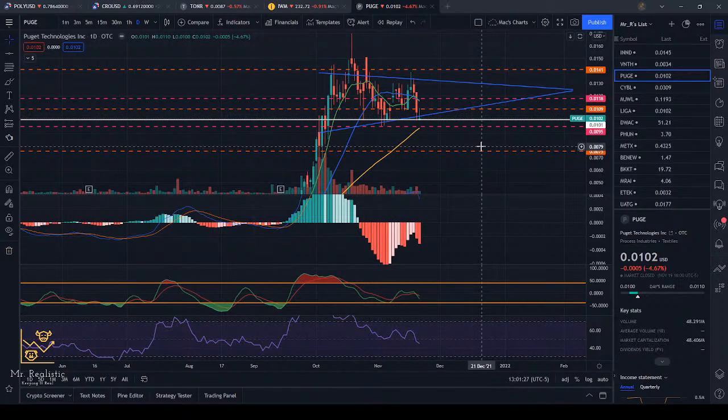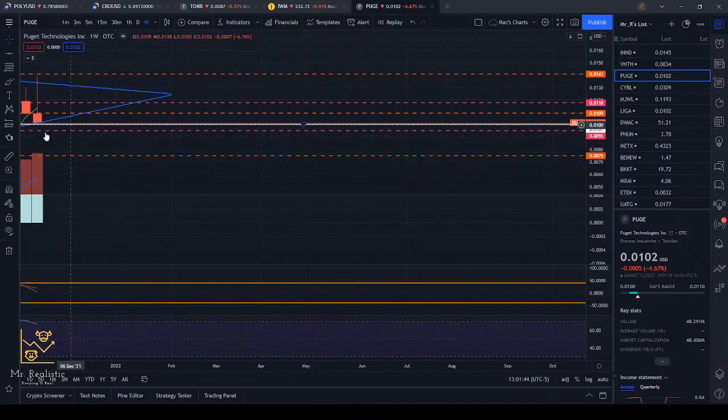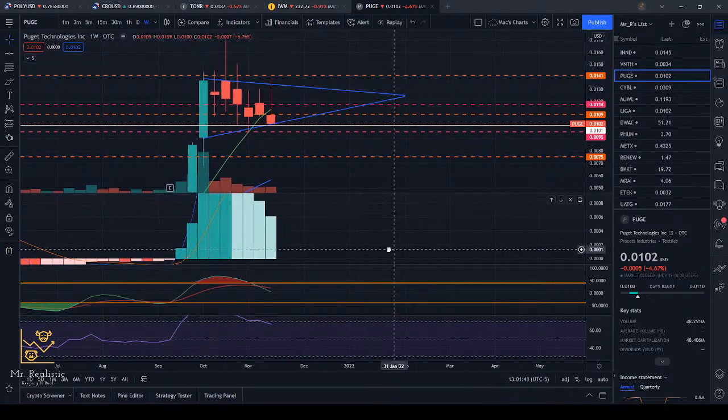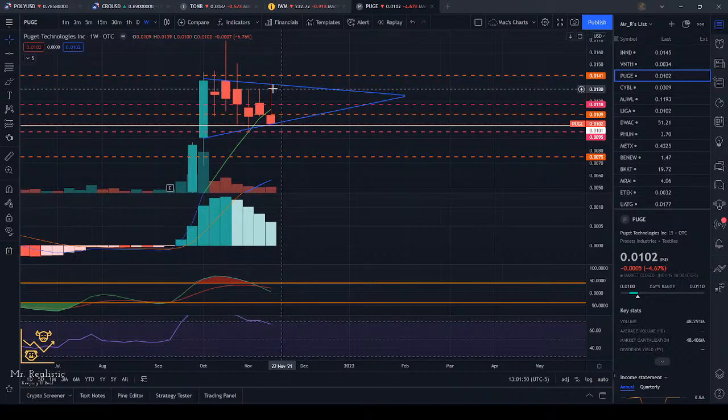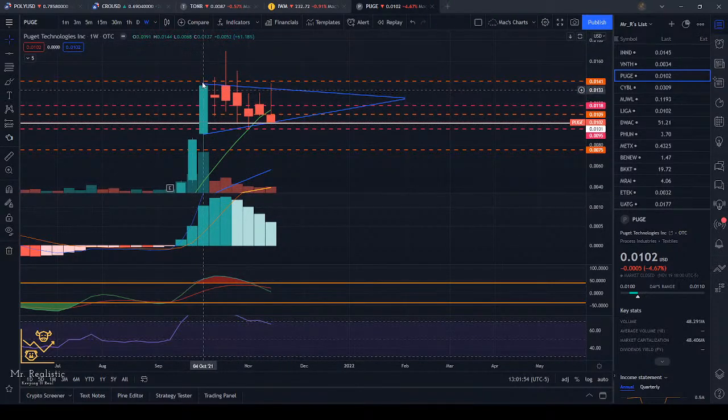So that's what we're looking for. It's just going to take time. I like this a lot. Look what we're in: 1, 2, 3, 4, 5. Looks similar to toner. Yeah, I mean, come on. Here's the weekly. PUGE is a long hold in my opinion. So boom, kind of sitting up here.